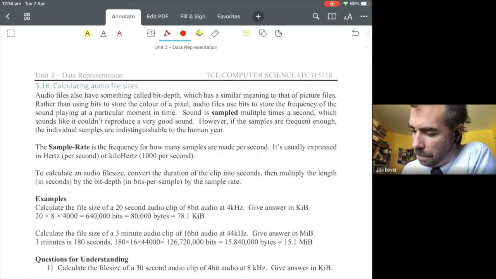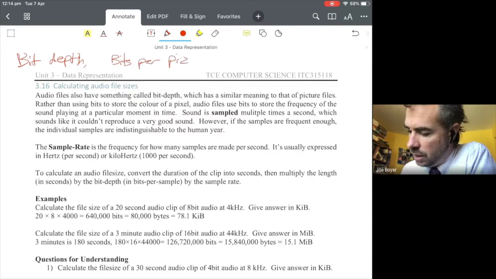So for pictures, our bit depth was how many bits per pixel. And for audio, our bit depth is how many bits per sample. What is a sample?